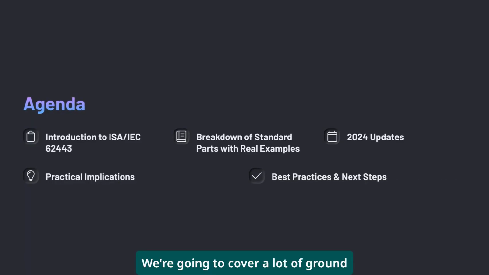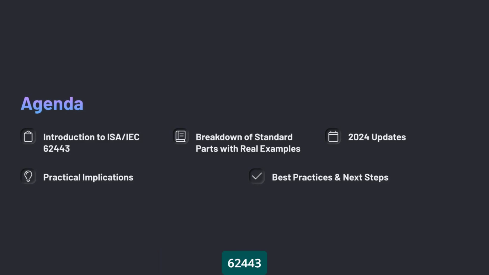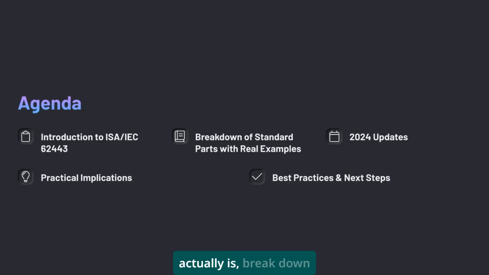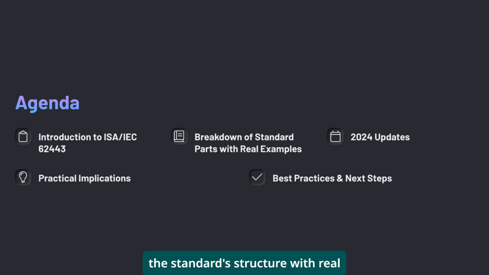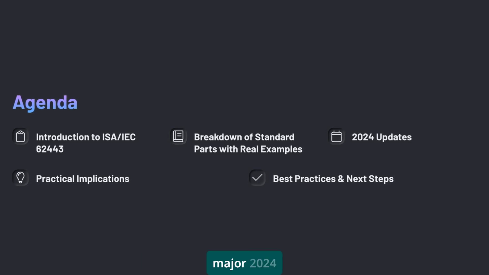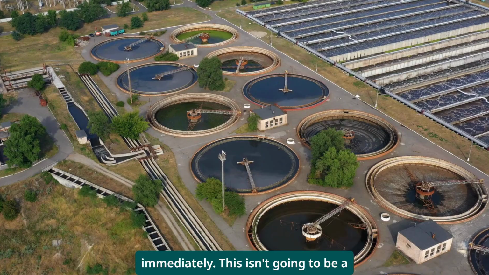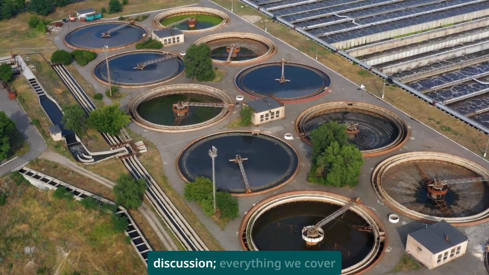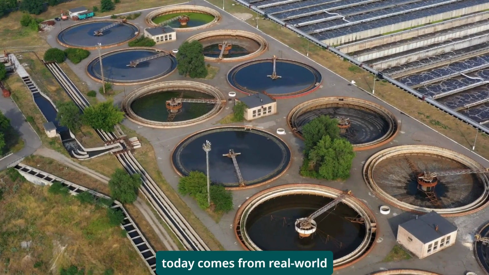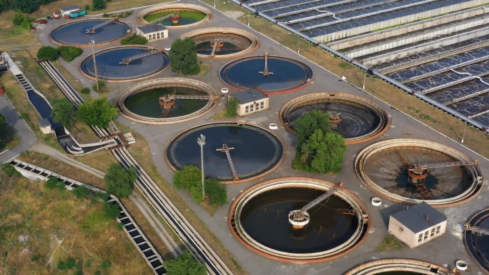We're going to cover a lot of ground today. We'll start with what 62443 actually is, break down the standard structure with real examples, look at the major 2024 updates, explore practical implications for your facility, and finish with concrete next steps you can implement immediately. This isn't going to be a theoretical discussion. Everything we cover today comes from real-world implementation experience.